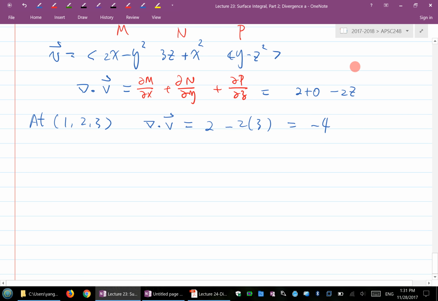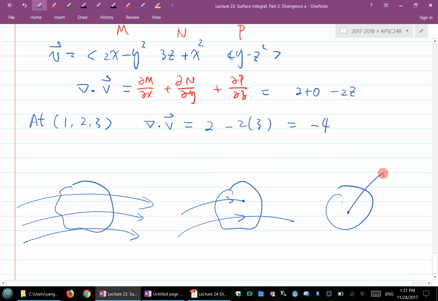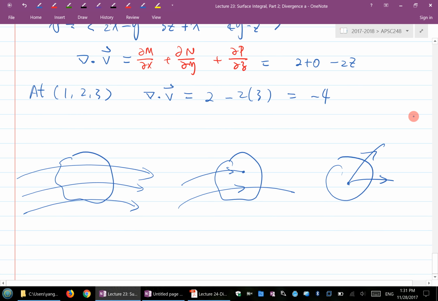Sometimes you can actually take a quick decision or judgment here. Let's say I have a small volume here, which is placed inside a vector field like this, or maybe placed in a vector field like this, or maybe placed in the vector field like that. So here's your V, and V, and V like this.